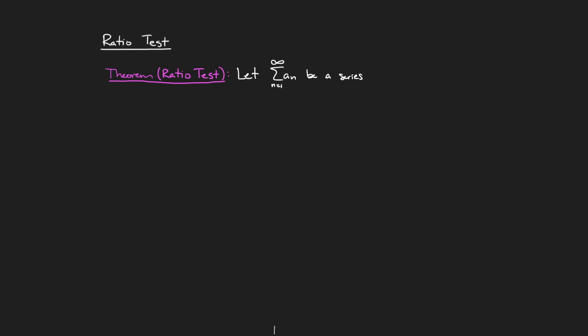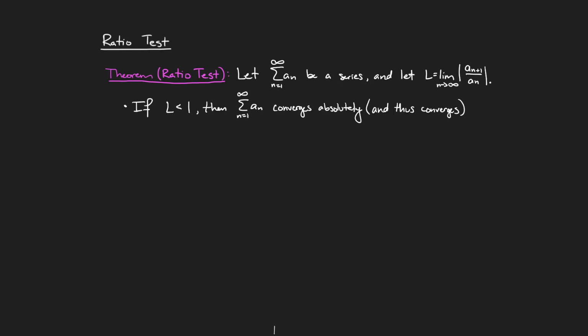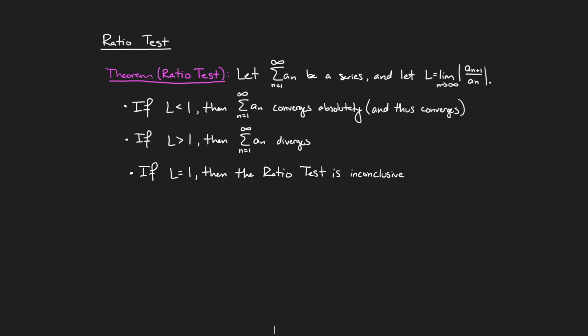Suppose we have a series sum of a_n, and let L be the limit of the absolute value of a_(n+1) over a_n as n goes to infinity. Then we have three cases. If L is less than 1, then the series converges absolutely. If L is greater than 1, or goes off to infinity, then the series diverges. And if L is equal to 1, then the ratio test is inconclusive, and so we have to use another test.